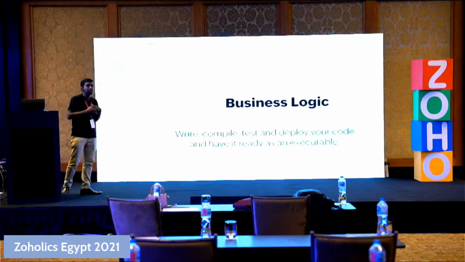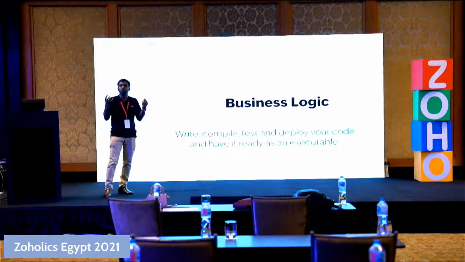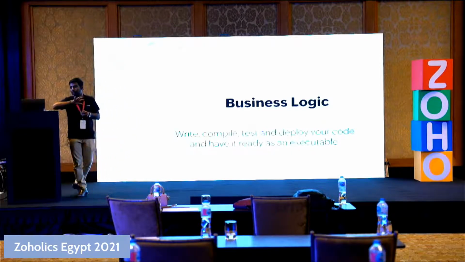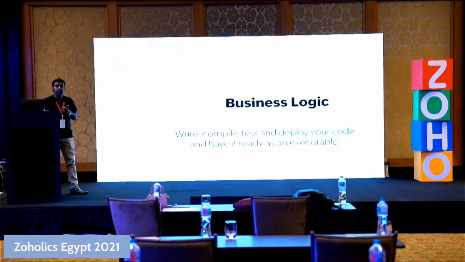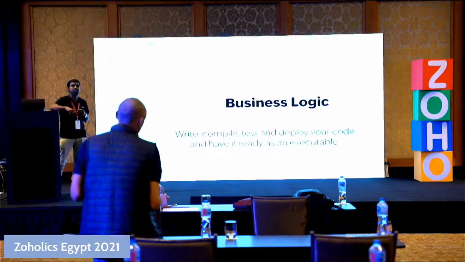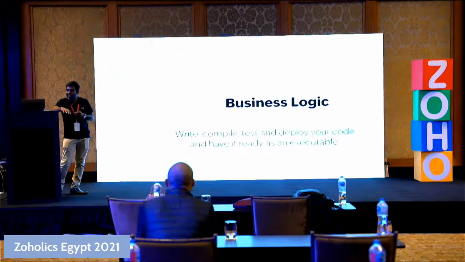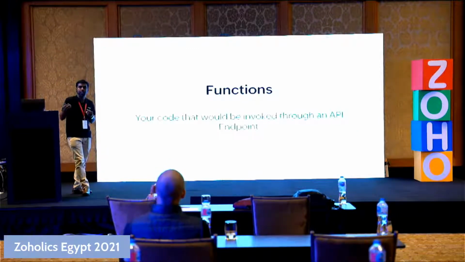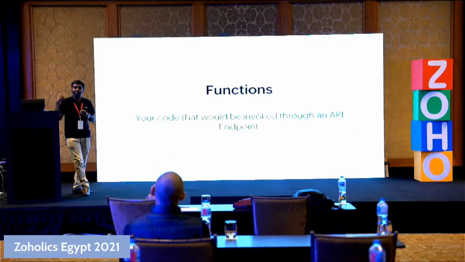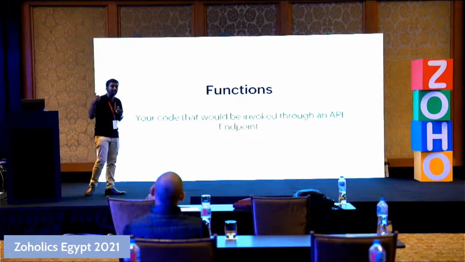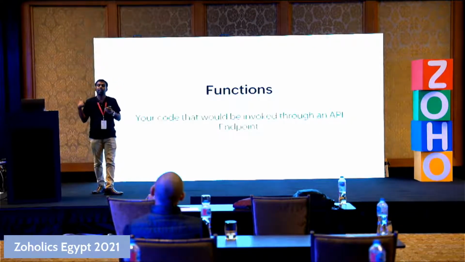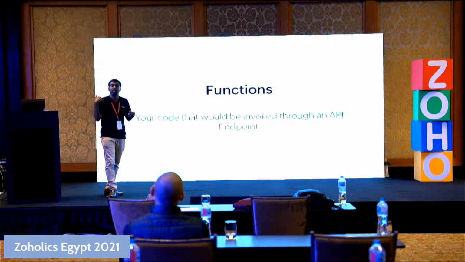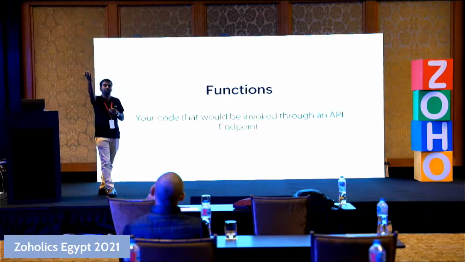So the first thing is business logic, right? For any application, the core is business logic. You write some code and you want to host it. This is the primary process. And Catalyst is not dependent on Deluge, that is our in-house scripting language. You can write code in commonly used languages like Java and Node.js, and you can directly upload it here. That function will be available through an endpoint, so your client, be it a mobile application or a web application, can directly call that API and execute the business logic that you have in Catalyst.